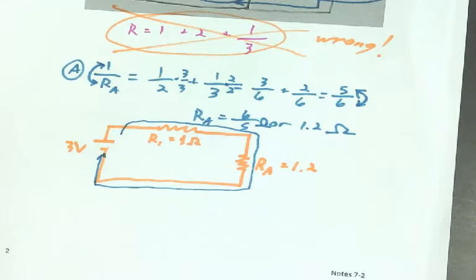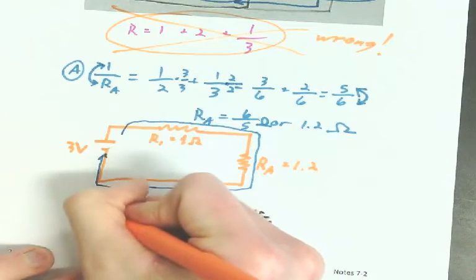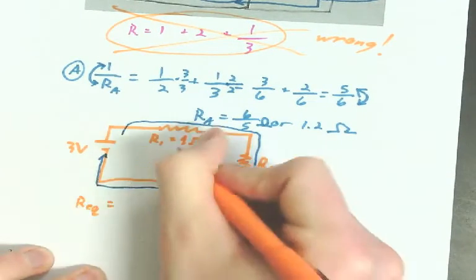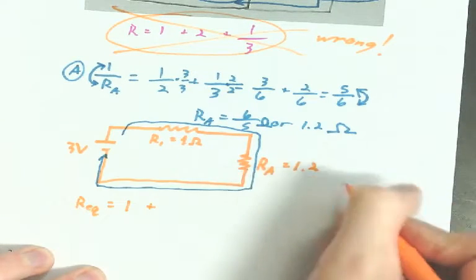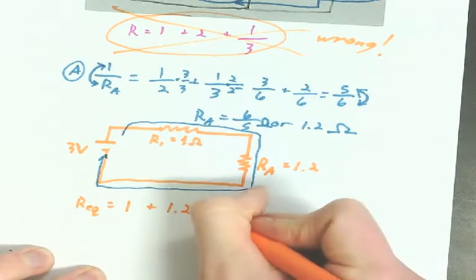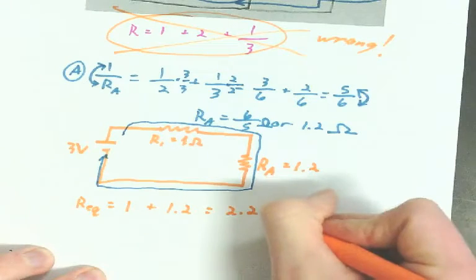So now all I have to do is say REQ for the whole thing is R1, which is 1, plus RA, which is 1.2, get my answer of 2.2 ohms.